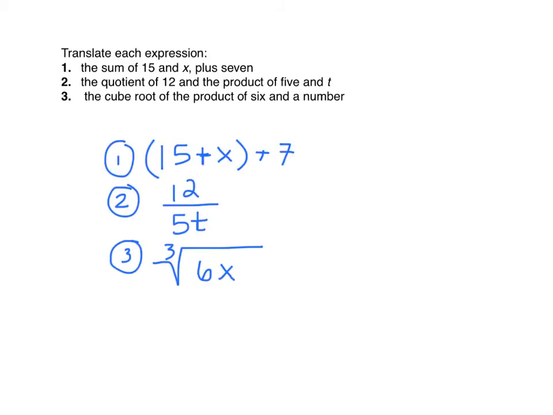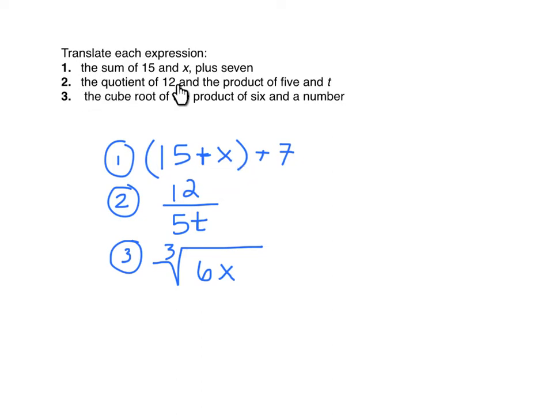Let's do the work. And there you have it. So we start off with the sum of 15 and x, so 15 plus x, the quantity. The sum of, put it in parentheses, then plus 7. Doesn't change the meaning of it, but I wanted to work on thinking about that sum of as something that we need to put in parentheses here.